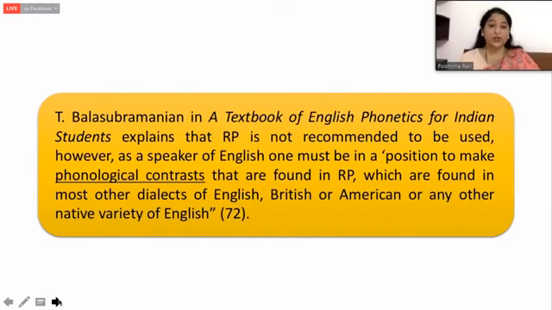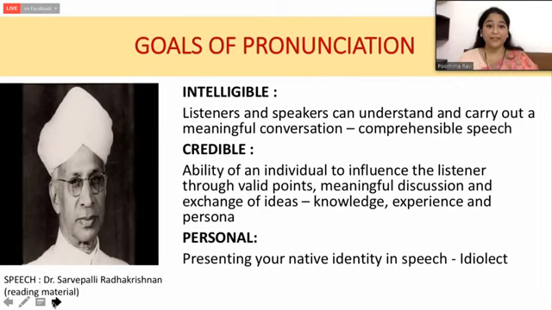Excuse me. Is it confusing already? So do we follow received pronunciation or Indian English? Let's look at the goals of pronunciation first. When we speak, we need to ensure that these three goals are achieved. It has to be intelligible, credible, and personal.